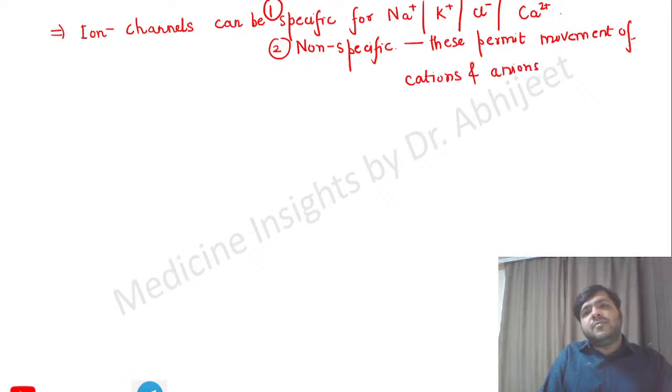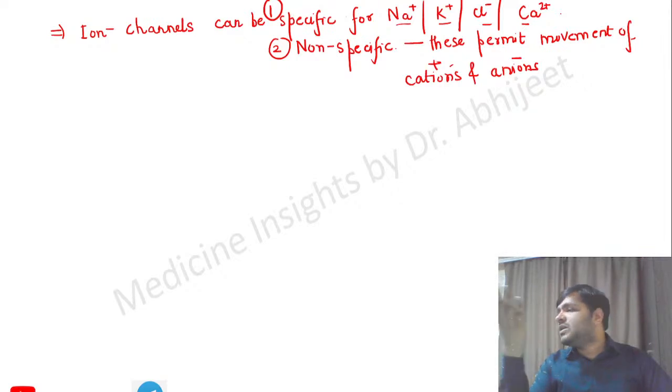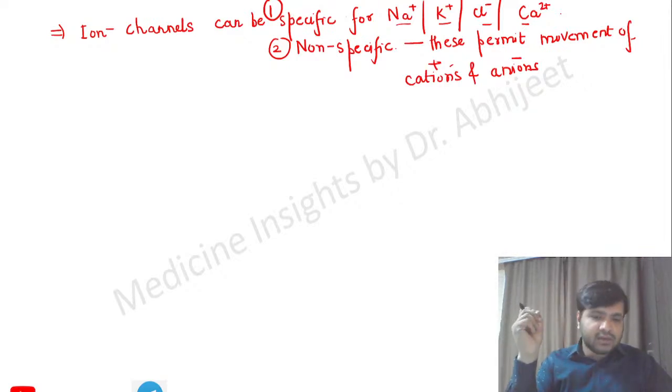तो इससे कोई भी पॉजिटिव चार्ज और नेगेटिव चार्ज इजीली जा सकता है। तो कुछ चैनल्स बहुत ही स्पेसिफिक है, कुछ स्पेशल आयंस के लिए, और कुछ नॉन स्पेसिफिक है through which any cation or anion can move, right?